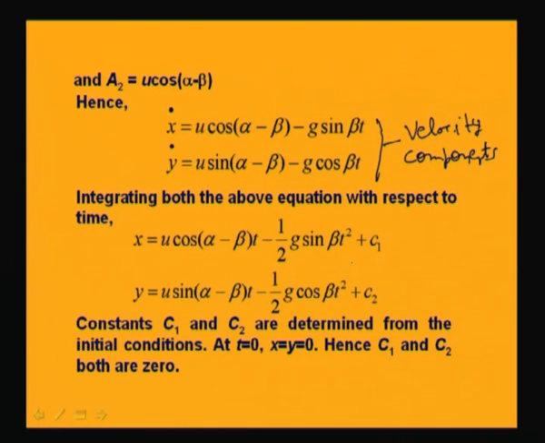Now, if we integrate both the above equations with respect to time, then we get x equal to u cos (alpha minus beta) into t minus half g sin beta into t square plus c1. Similarly, y is equal to u sin (alpha minus beta) into t minus half g cos beta t square plus c2, where constants c1 and c2 are determined from the initial conditions. At time t equal to 0, x equal to y equal to 0, because we are taking that as the origin. Hence, c1 and c2 both are 0.